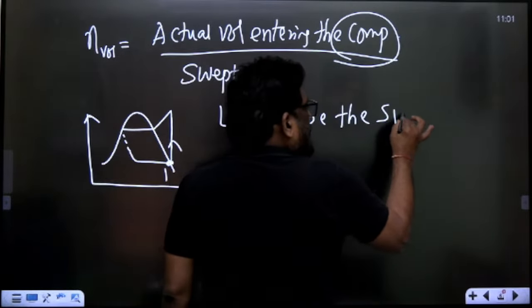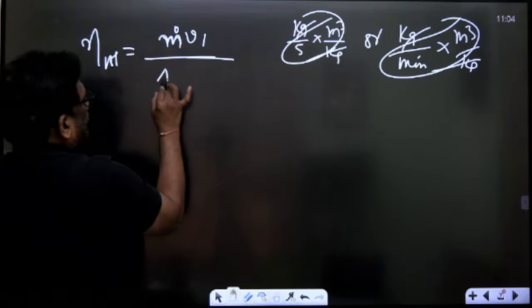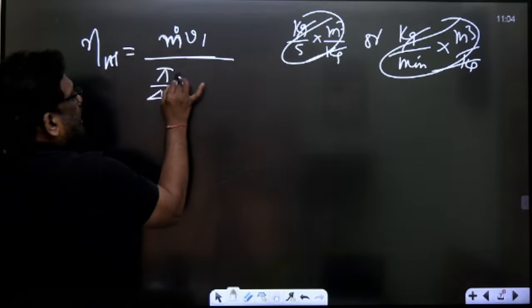And what is the unit of efficiency? Efficiency has no unit. So if this is meter cube per second, this should also be meter cube per second. If this is meter cube per minute, this will also be meter cube per minute. What is the equation of volumetric efficiency? Actual volume entering, because V1 is showing the actual volume entering, divided by swept volume, and the swept volume is pi by 4 D square L.